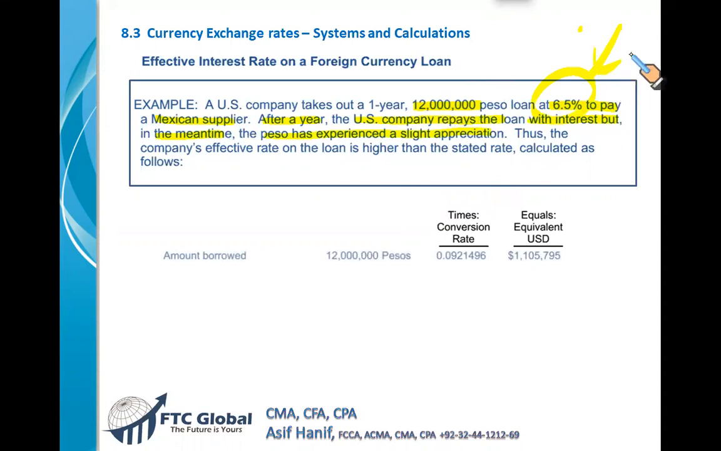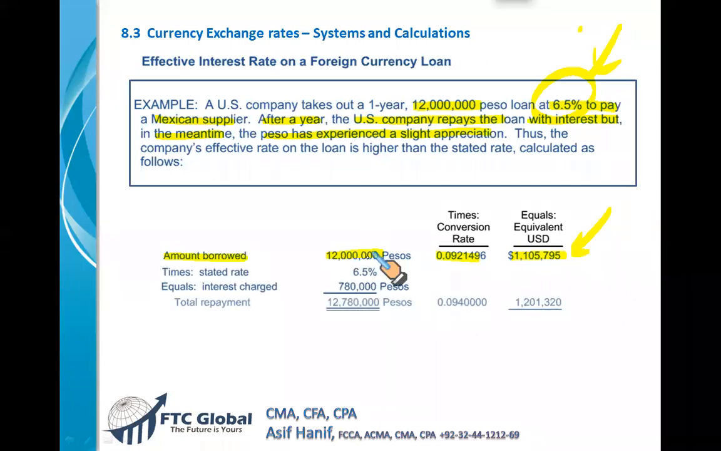Now let us see. When you borrow an amount in pesos, you have to give the dollars, right? Or when you take the loan, you convert it into dollars, 12 million pesos. You convert at that date, and the dollar equivalent was 1.105795. Okay. What happened after 1 year? You have to pay interest at the rate of 6.5%. 6.5% of what? 12 million pesos, right? That comes out to be 780. So you have to now return 12.780.